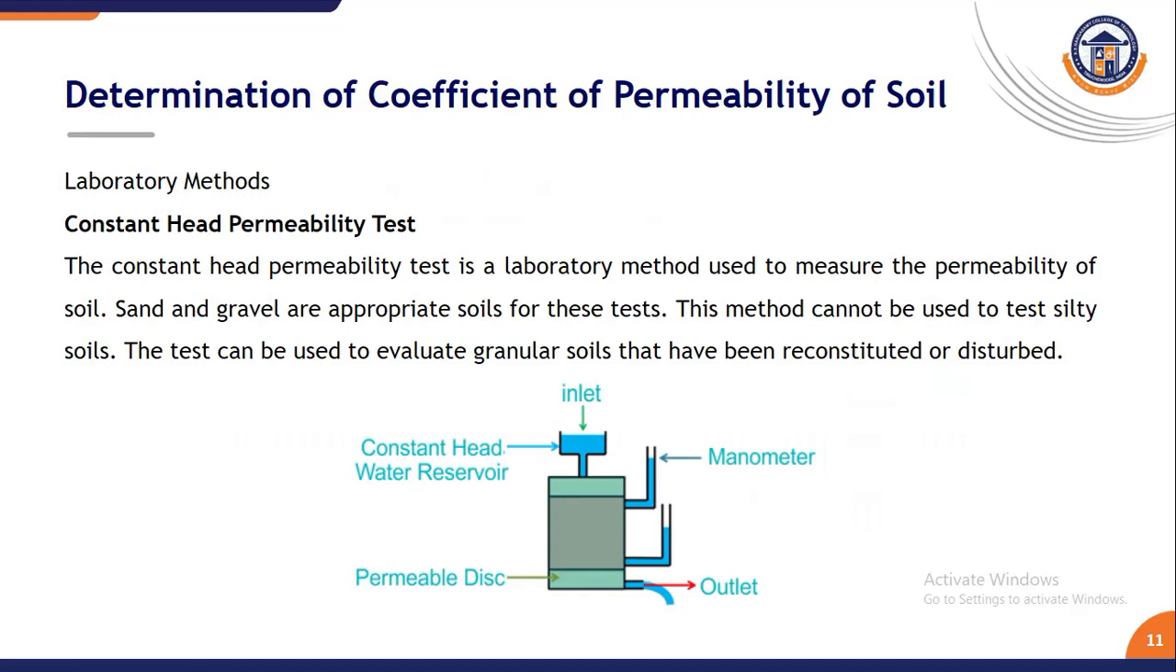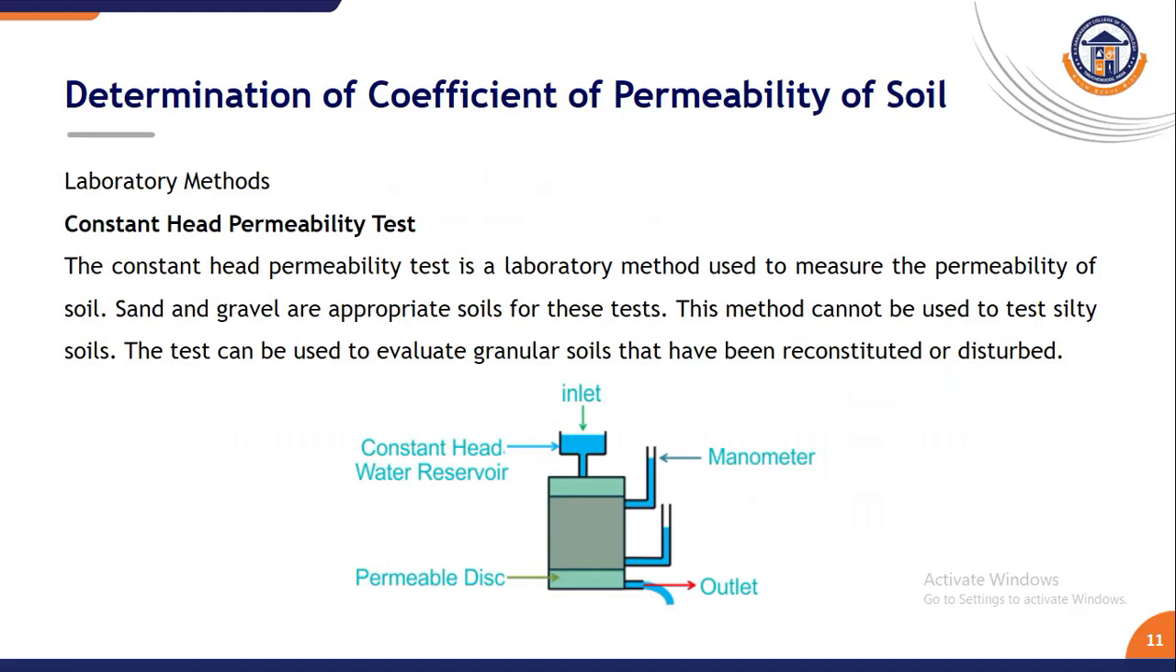Constant head permeability test and falling head test are used. Okay, first one is the constant head. Here the constant head test is suitable for coarse grained soil. Water head is kept constant here, and discharge is measured over time.